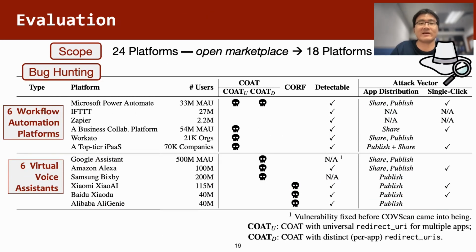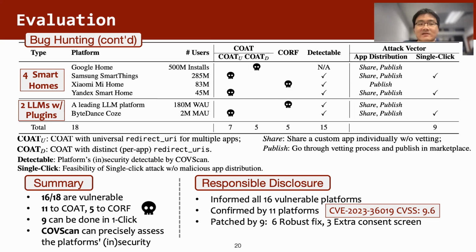So as for evaluation, we investigated 24 platforms in total and narrowed down the scope to 18 of them with an open marketplace. This includes 6 workflow automation platforms, 6 voice assistants, 4 smart homes, and 2 large language models with plugins. And we found 16 out of the 18 platforms vulnerable, including big names such as those from Google, Microsoft, Amazon, and Samsung. 9 platforms support attacks that can be completed in 1 click, combining other flaws like CSRF. Moreover, we found that the tool CoveScan can precisely assess the platform's security or insecurity.